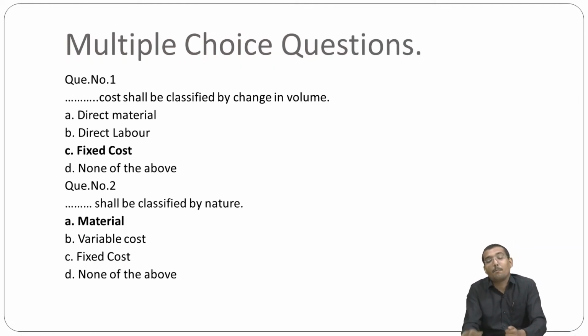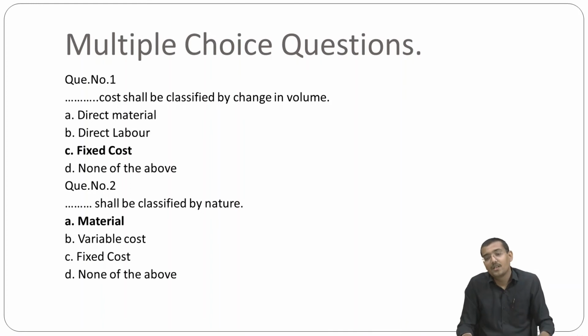Then the multiple choice question: the cost shall be classified by the change in volume as direct material, direct labor, fixed cost, or none of the above. So the answer is fixed cost, my dear friend. Then which shall be classified by the nature: material, variable cost, fixed cost, or none of the above. So material shall be classified by the nature.